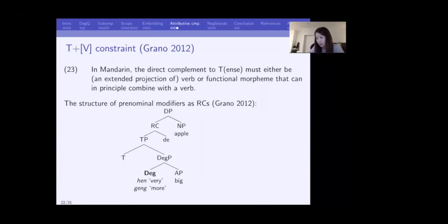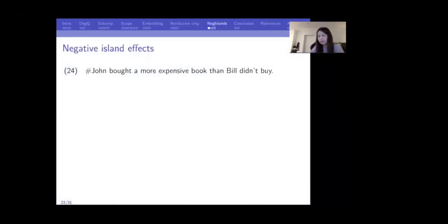For degree abstraction here, we think the point is clear that Mandarin has attributive comparatives, and this is in favor of plus DAP. The last test is negative island effects. We actually have some critiques on the logic of this test. So negative island effects are found in sentences like 24, John bought a more expensive book than Bill didn't buy.